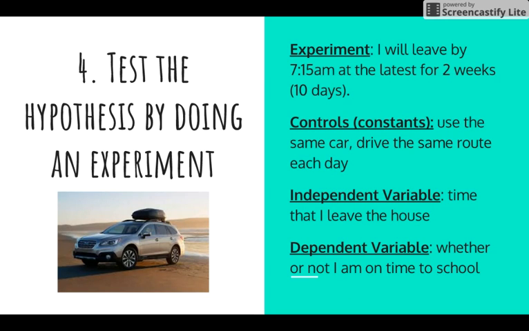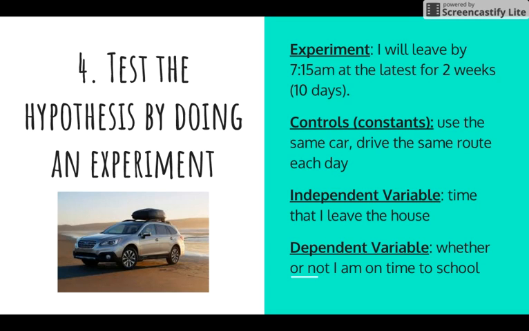So my next step is to test the hypothesis by doing an experiment. For my experiment, in order to see if my hypothesis is correct, I'm going to make sure that I leave my house by 7:15, pulling out of the driveway at 7:15 at the latest, for 2 weeks, so 10 school days.